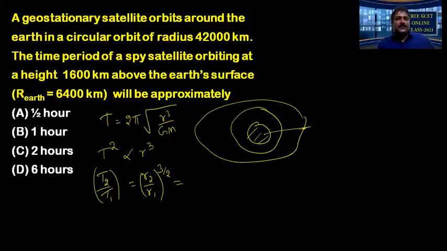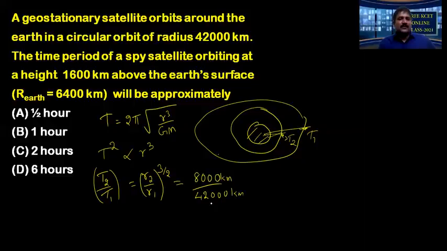So this is the time period, say T1, given as 24 hours. We should know that. And for this, we have to calculate the time period T2. The radii are given: R1 is the orbital radius, which is R plus H, radius plus height. For R2, we are talking about the spy satellite, second case: 1600 plus 6400, that is 8000 kilometers, divided by R1. It is given directly as 42,000, no adding needed. The orbital radius is only 42,000 kilometers.